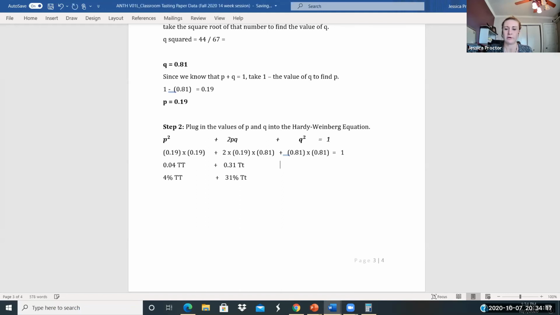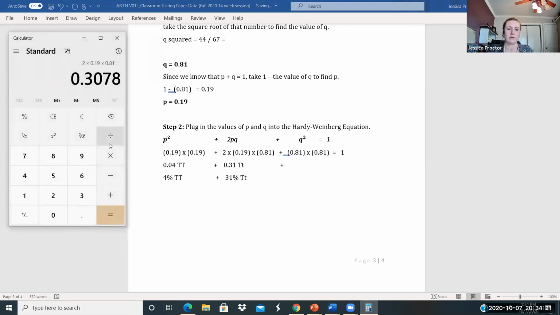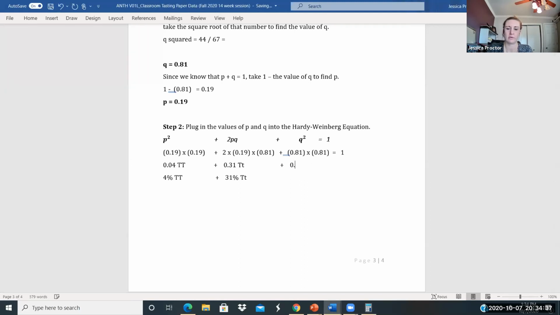Okay, and then the last part of our equation is the Q squared. So we're taking the value of Q, 0.81, and squaring it. We look at that third number. Since that third number is 5 and above, we're going to round that up. So that becomes 0.66. That is the frequency of the homozygous recessive individuals in our population.